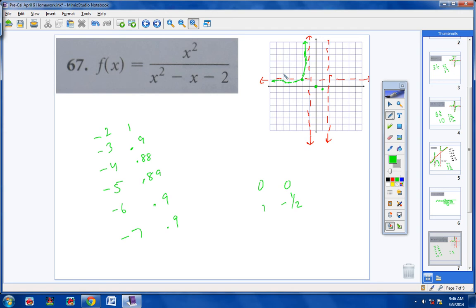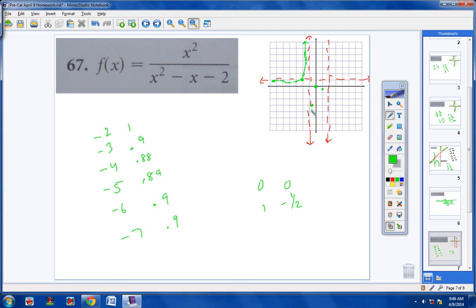I'm going to put in -0.9, -0.9. And if you do that, you get out -3. So -0.9 will be down here at -3. And then I'm going to suggest we put in 1.9 and see what we get out. And 1.9 gives me out a -12, so way down here.